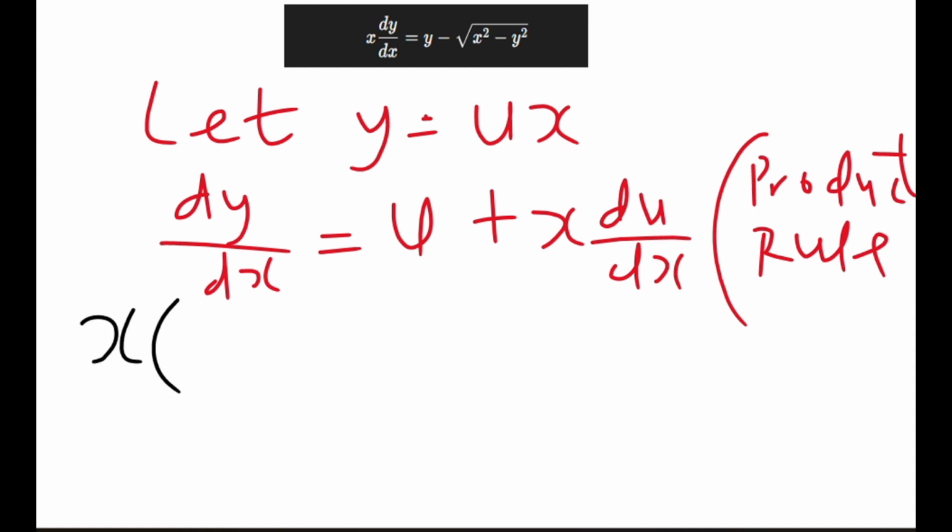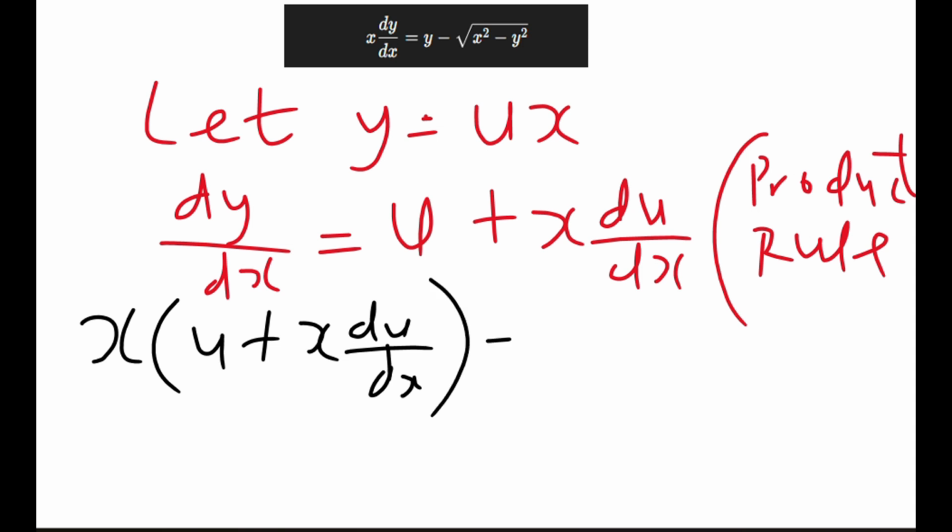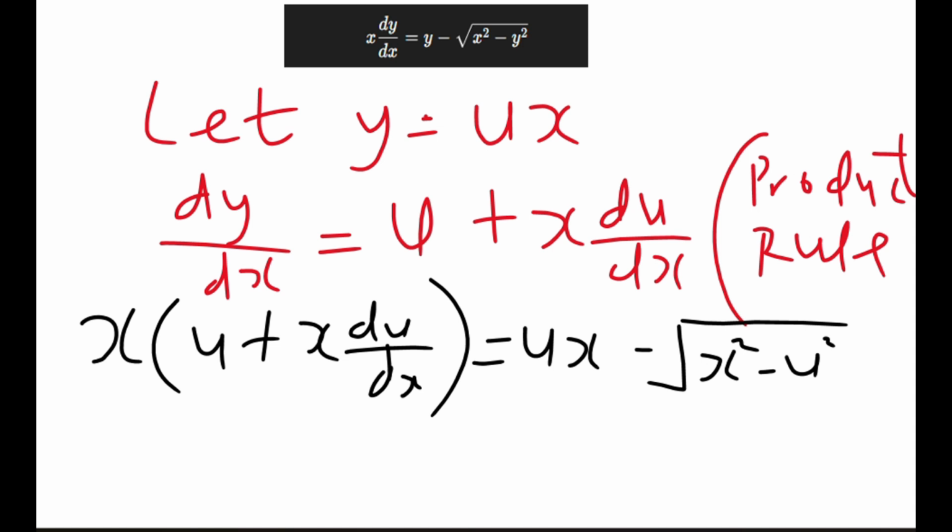So with this in mind, wherever we see dy/dx, we can replace it by that expression. So we have x, and then the expression du/dx, is equal to y, which is ux, so ux minus the square root of x squared minus y squared, where y is ux. So we have u squared and then x squared.